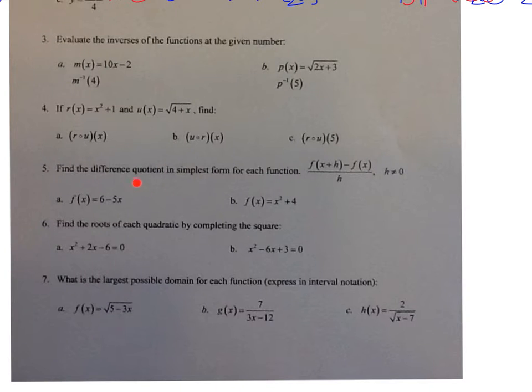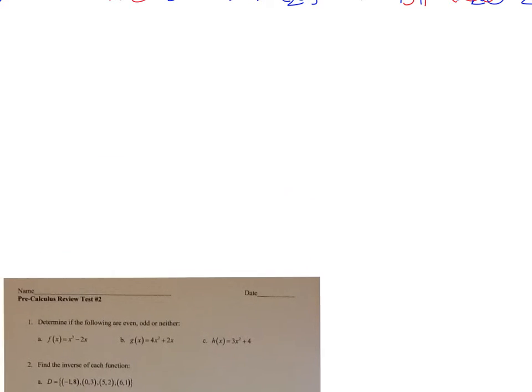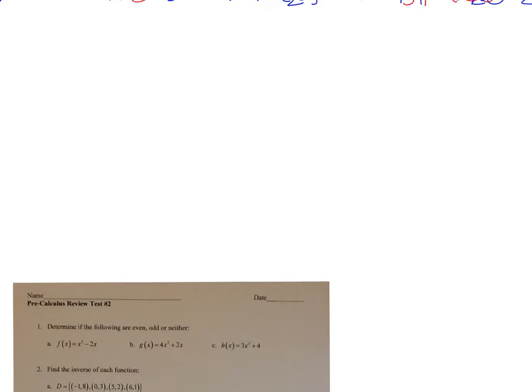Okay, so it says find the difference quotient in simplest form. So we have f of x plus h minus f of x over h. Remember, h cannot be equal to 0 because then it's undefined. Okay, so we're starting off with f of x is equal to 6x minus 5. Okay, so let me write down the difference quotient. So the difference quotient is f of x plus h minus f of x over h.